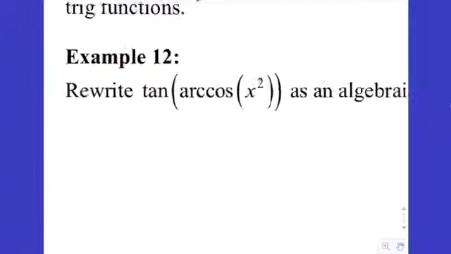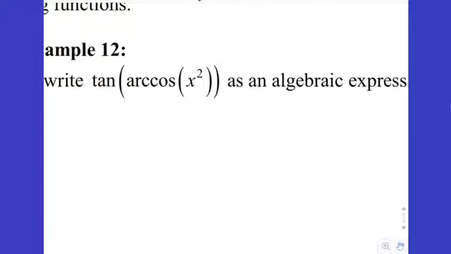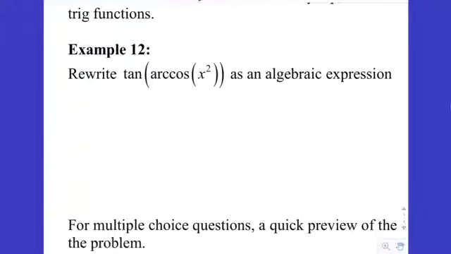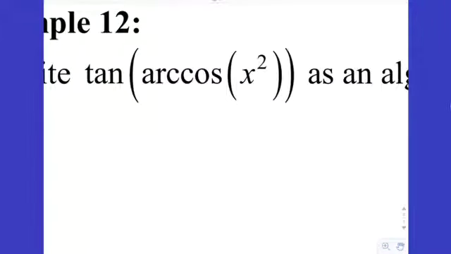All right. Example 12. Rewrite tangent of arc cosine of x squared as an algebraic expression. Not even a calculus question at all. We've kind of already done this when we did the derivative of arc sine. If we think back to the days of pre-cal, when we were much younger mathematically, this x squared represented a what? An angle or a ratio? It did represent a ratio.